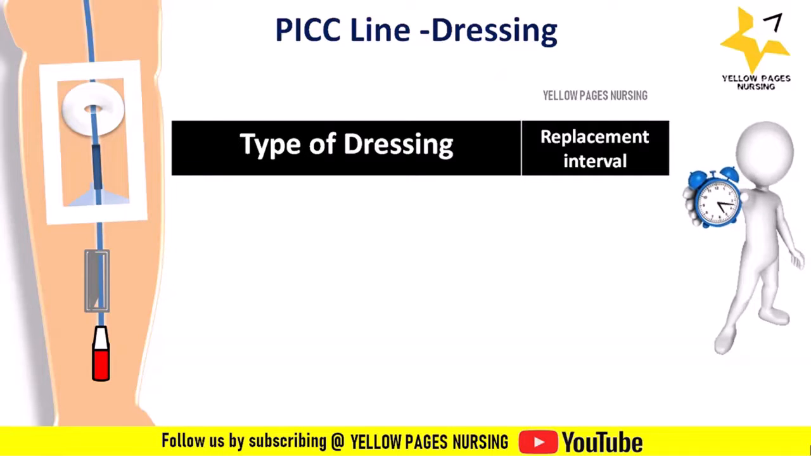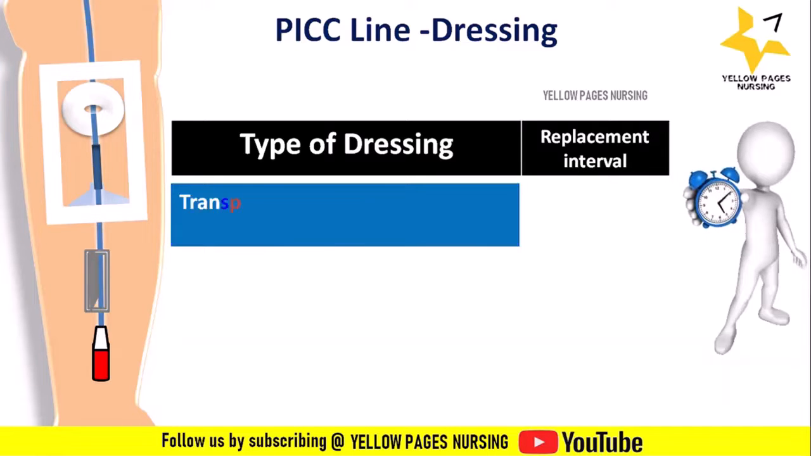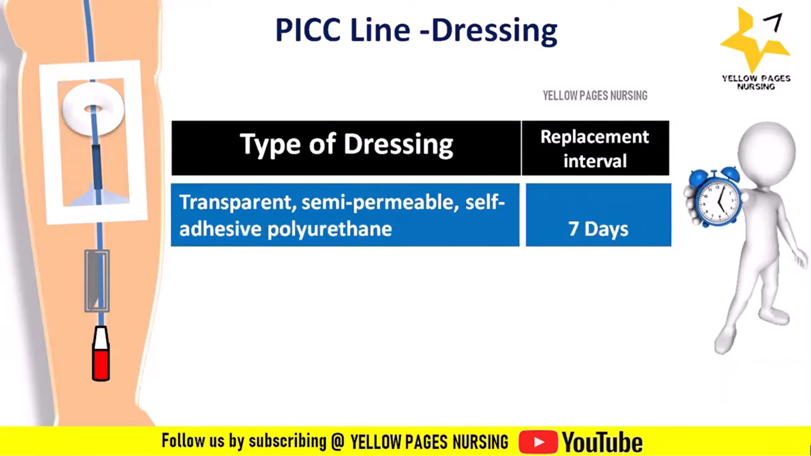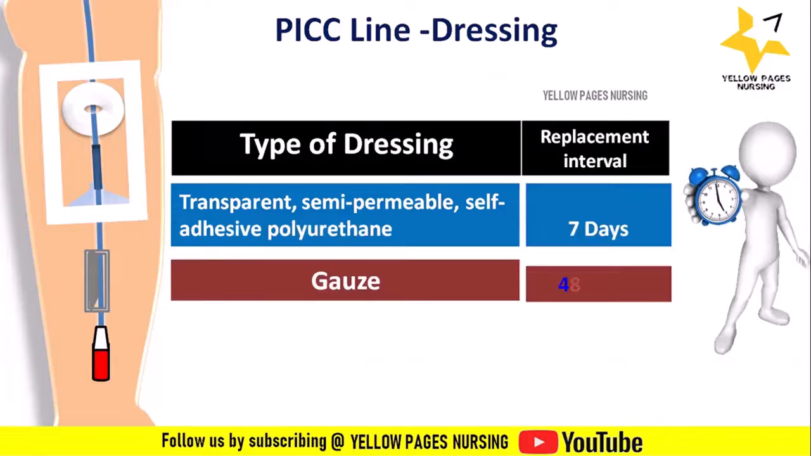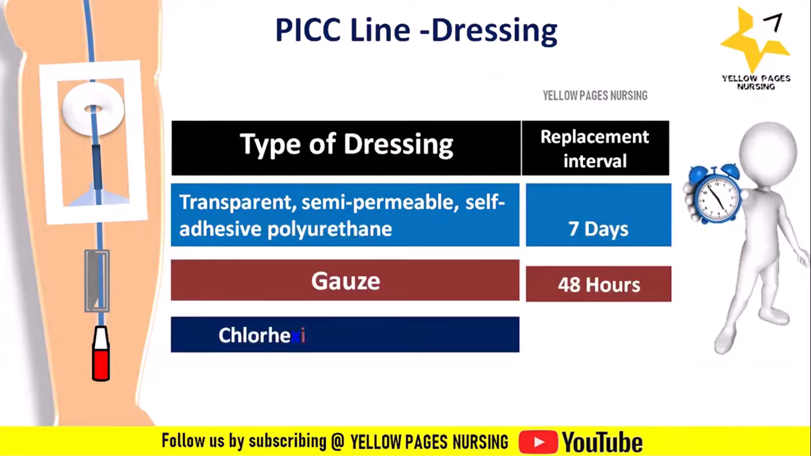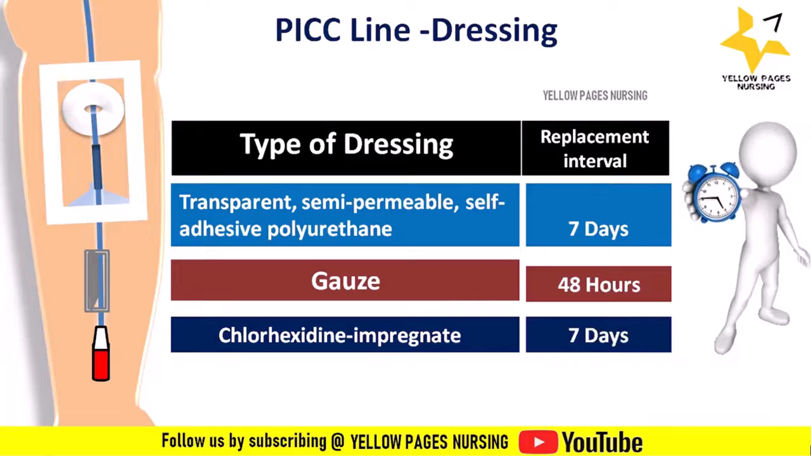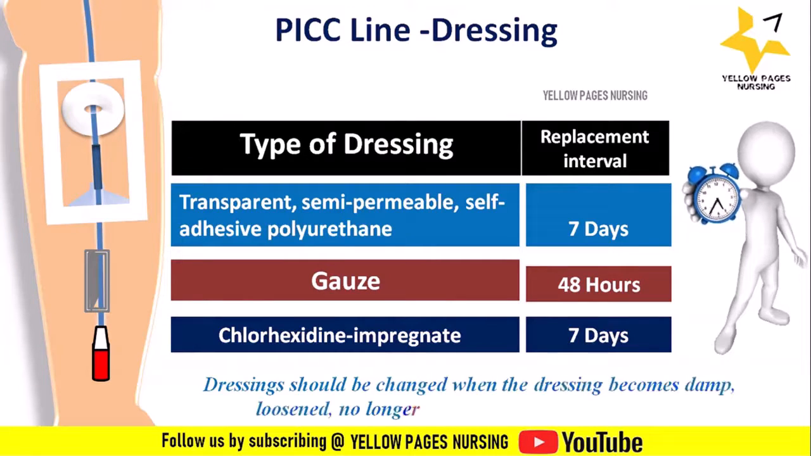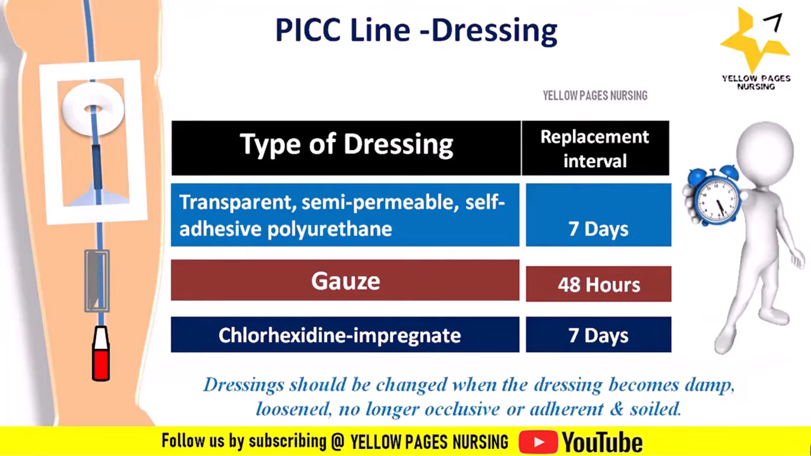If the dressing is a transparent, semi-permeable, self-adhesive polyurethane dressing, then it should be changed after 7 days. If it is a gauze dressing, it should be changed after 48 hours. And if it is a chlorhexidine impregnated dressing, it should be changed after 7 days. Also, the dressing needs to be changed as and when needed, such as when the dressing becomes damp, loosened, no longer occlusive or adherent, or soiled.